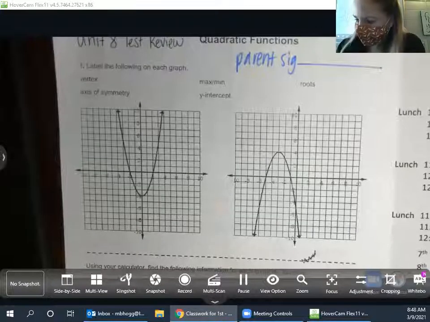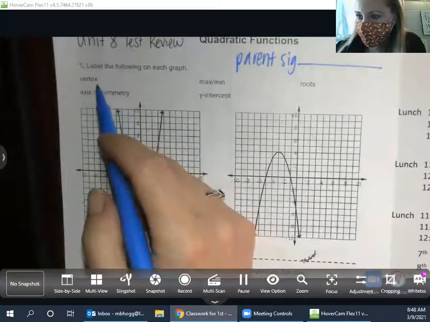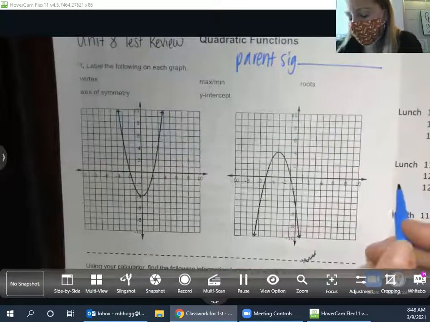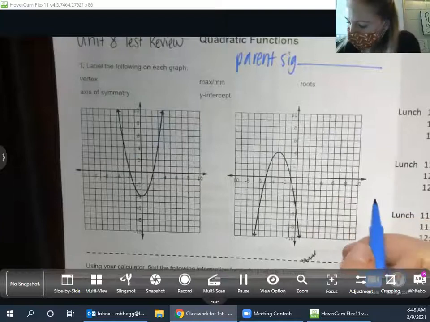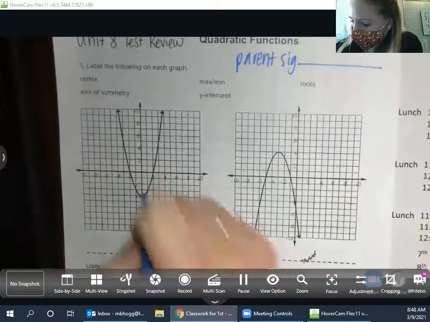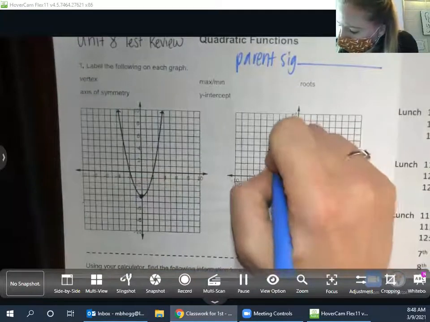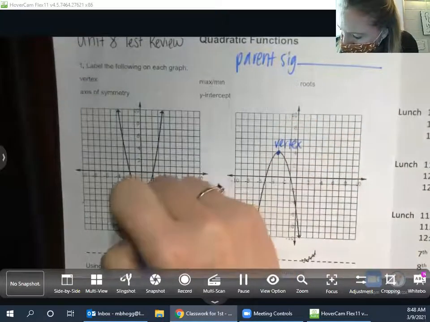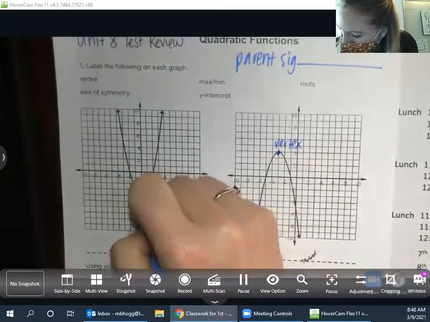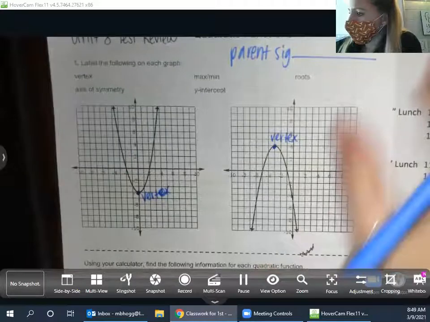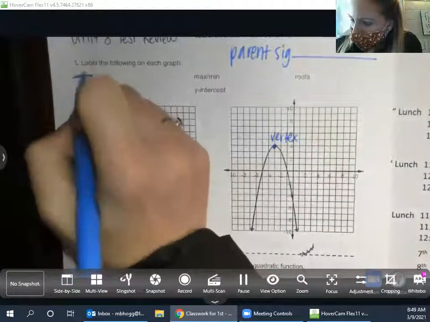We really talk about those same vocab words that we talked about at the very beginning. Vertex, max and min, roots, axis of symmetry, y-intercepts. Really important that you know what those are. So we're going to label the following. I'm just going to go with each one. The vertex is going to be the tip where it changes direction. Label those on both graphs. Vertex. All right, we've done that.